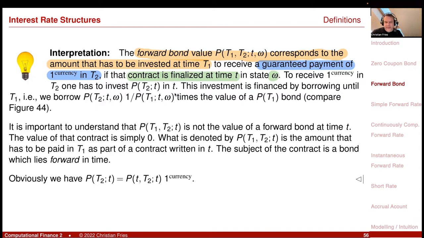If you flip it, this is PT2 divided by PT1. If you look at PT1 divided by PT2, then this is the amount you receive back in T2 if you invest one unit in T1. So obviously, if we replace the T1, the starting time, with the little t, then this agrees with the zero coupon bond for the time T2. And if you replace the T1 with the T2, so PT2, T2, then this is always equal to 1.